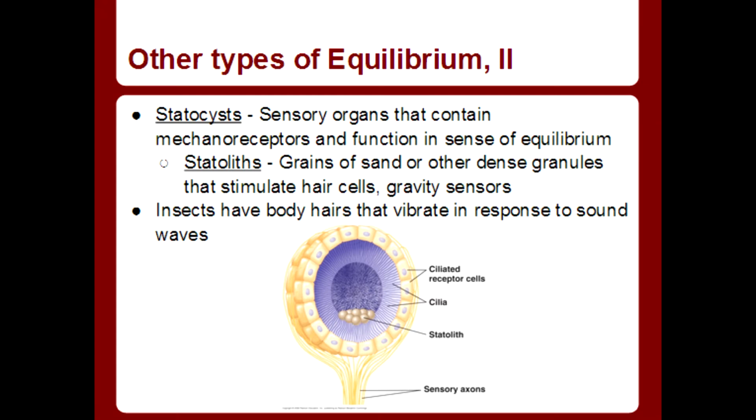Invertebrates have statocysts to maintain equilibrium, and they contain mechanoreceptors. They're like circular structures with cilia on the inside and statoliths, which are like grains of sand. When the animal moves, the sand moves against the cilia, and when the cilia are stimulated, it goes to the ciliated receptor cells on the outside, and that senses their balance with the sensory axons.